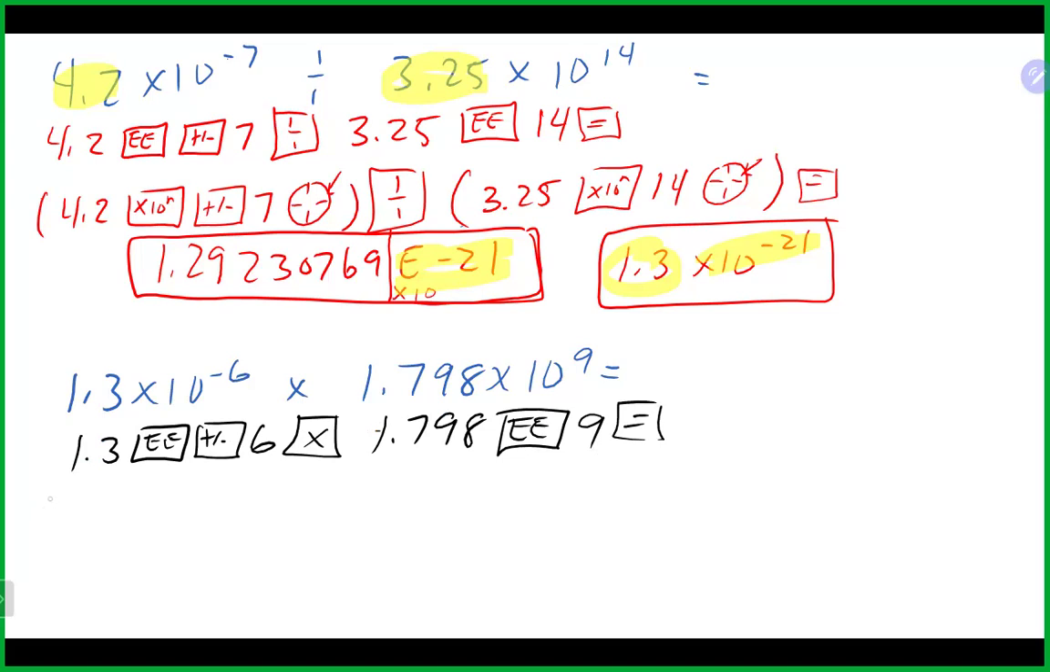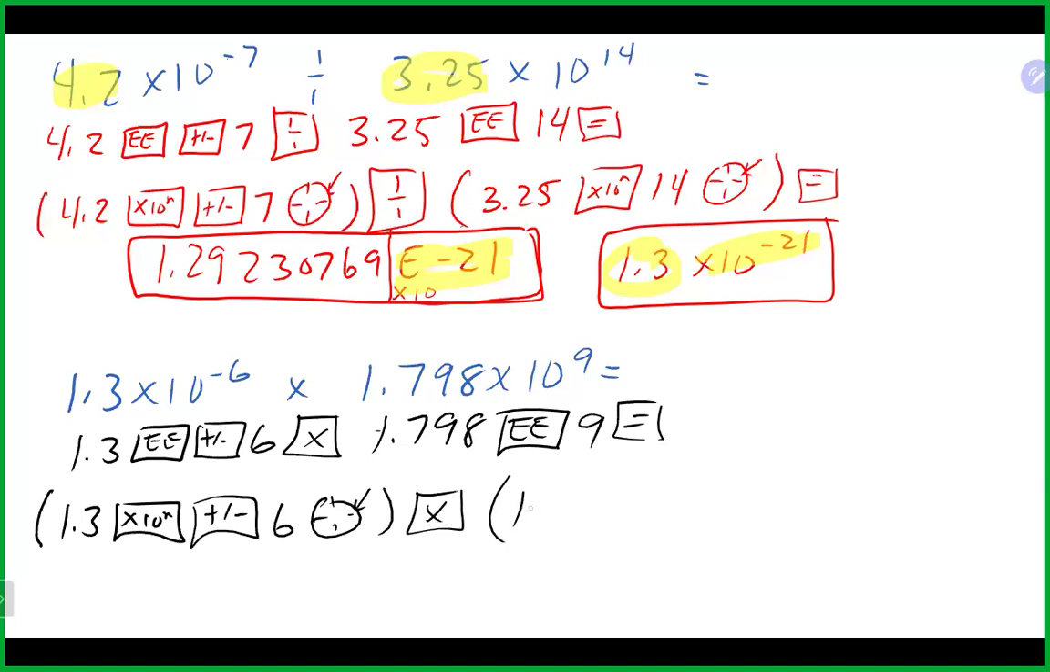Again, if you have the other calculator with parentheses, 1.3 times 10 to the negative 6, close parentheses. We're going to multiply, open parentheses, 1.798, if I didn't miss a number, times 10 to the 9. Bring my cursor back down, close the parentheses.